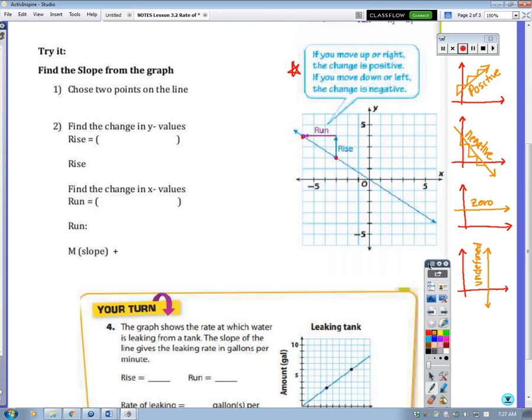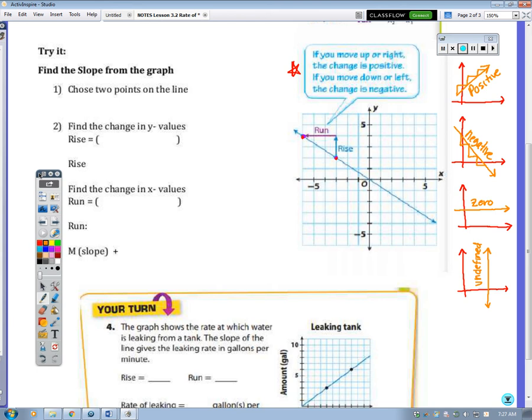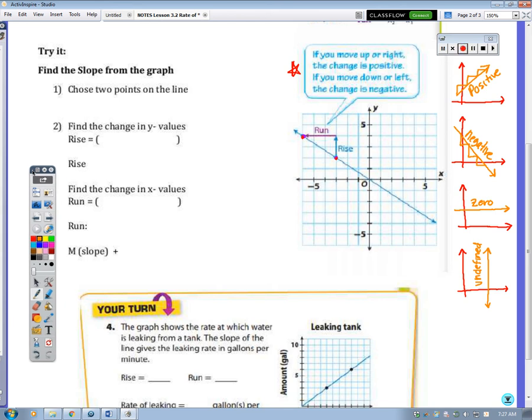Let's go ahead and just move this down here for now. I'll move it over here. So going back to our try it, we're going to choose 2 points on the line, and I went ahead and picked these red ones right here. And then what we're going to do is write down those points. So this point here, and we always put our x value first. So point 1, x1, comma, y1, and point 2, x2, comma, y2. So we're going to go ahead and call this point 1 and point 2.